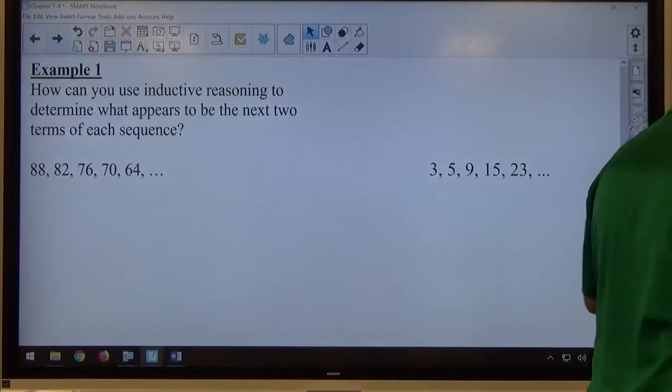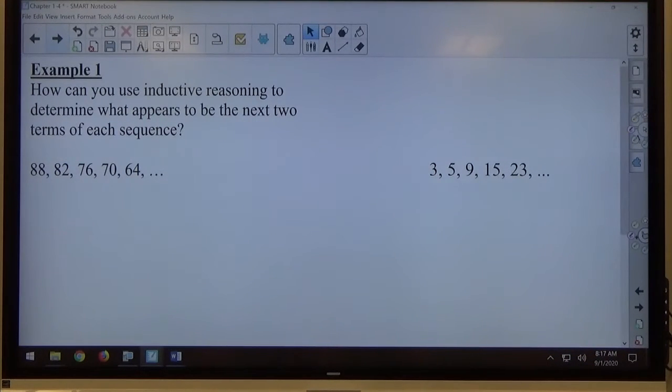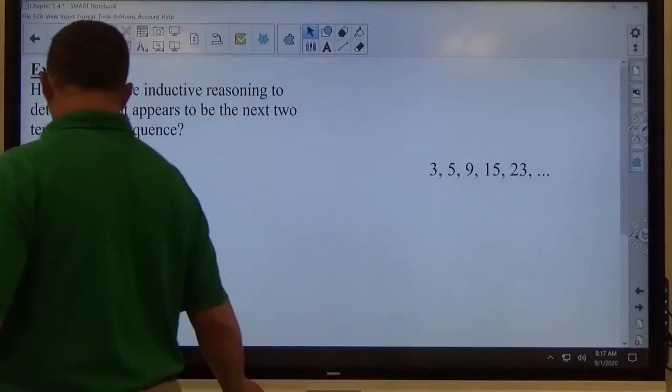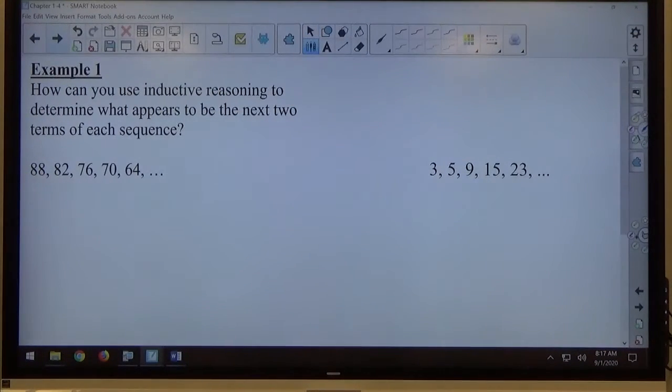So example 1 says, how can you use inductive reasoning to determine what appears to be the next two terms of each sequence? So inductive reasoning, again, has you looking at a pattern and making some sort of a guess as to how the pattern is being created, and then use that creation in order to determine extra terms. So we take a look at the numbers here, 88, 82, 76, 70, 64.